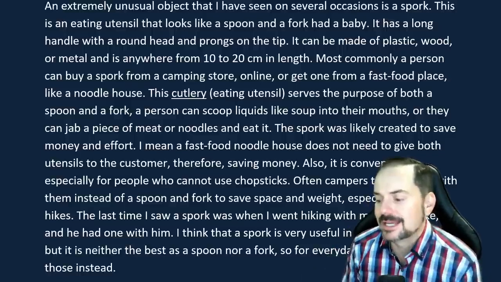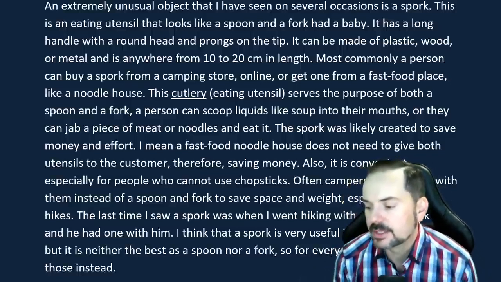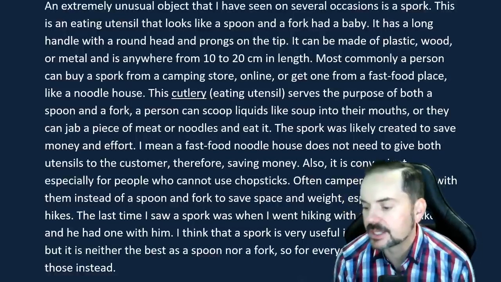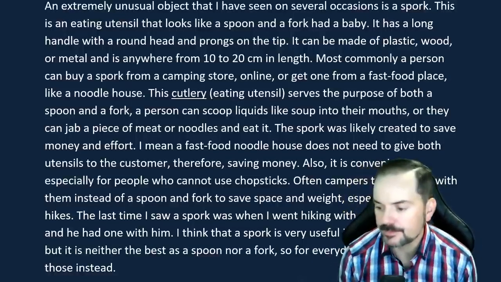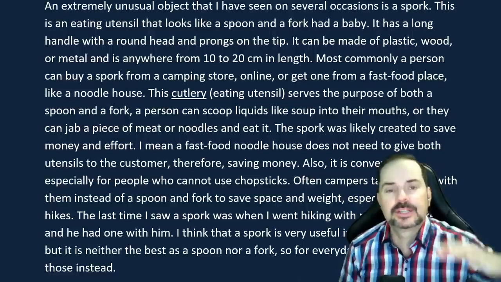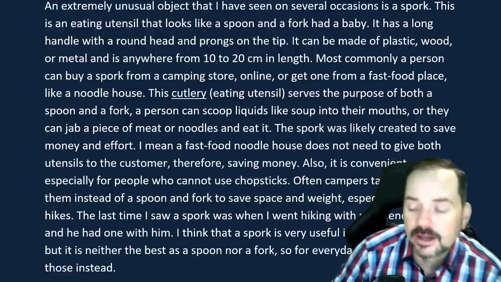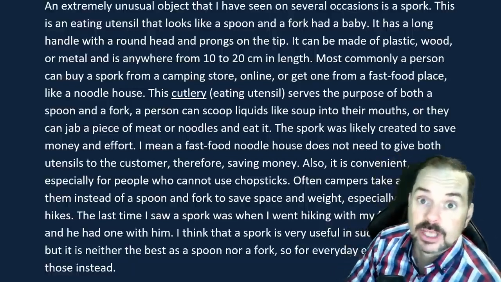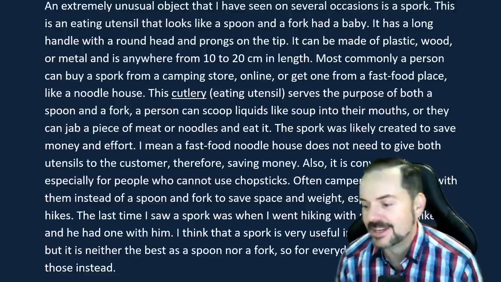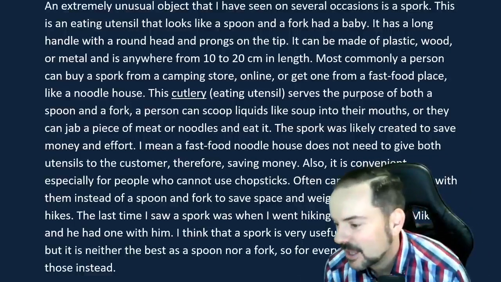Baljeet says, the last time I saw a spork was when I went camping with my friend as he ate his noodles with it. Yeah, in fact, you know how sometimes instant noodles have a fork inside? I've seen instant noodles that have a spork inside. So now you won't be too surprised when you see that, okay?